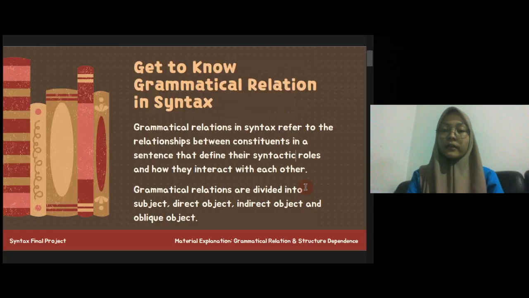Get to know grammatical relation in syntax. Grammatical relation in syntax refers to the relationships between constituents in a sentence that define their syntactic roles and how they interact with each other. Grammatical relations are divided into subject, direct object, indirect object, and oblique object.